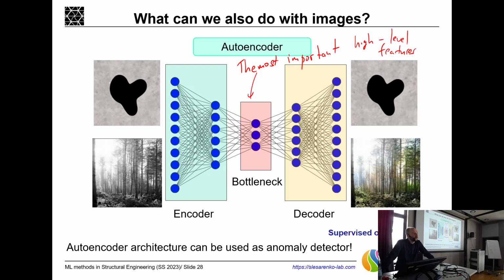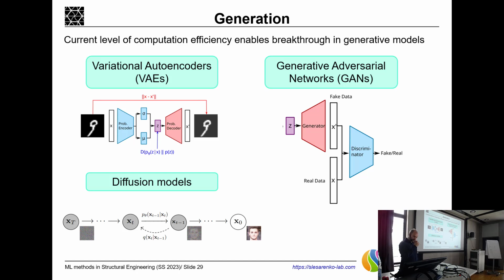This architecture goes under the supervised or unsupervised umbrella? Unsupervised, exactly. That's correct. You don't have labels. You can have, of course, but by default you don't. And the autoencoder architecture can be used as an anomaly detector. We can train on one class and then see how well it performs on another class. Nice. So then we shifted.